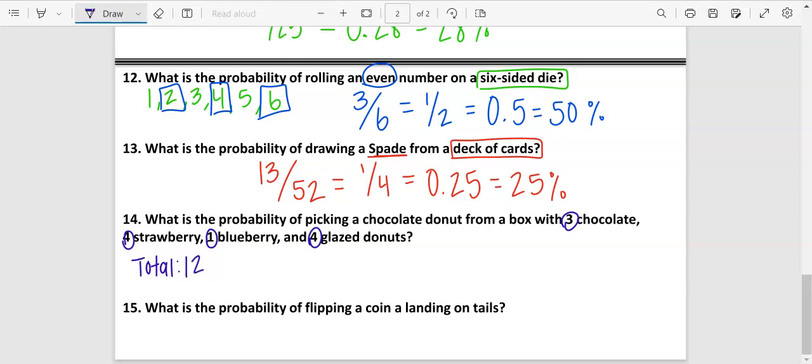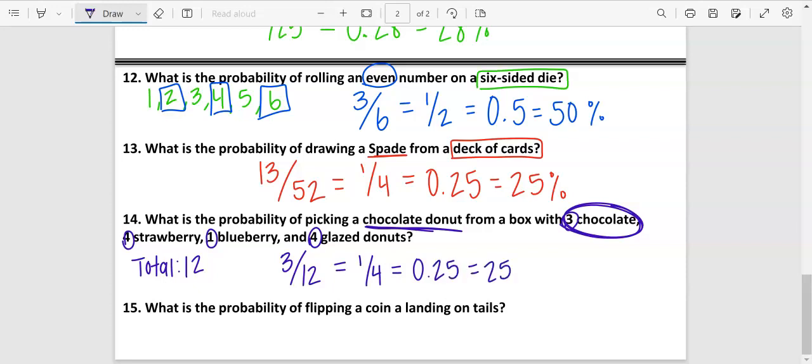And since we're trying to find the probability of a chocolate donut, we have 3 chocolate. So our probability is going to be 3 out of 12. 3 possible chocolate donuts out of 12 total donuts. This does simplify to 1/4, which can be written as 0.25 or 25%.